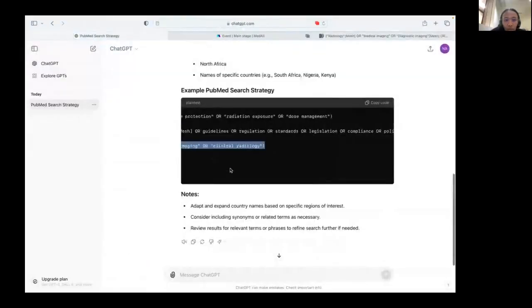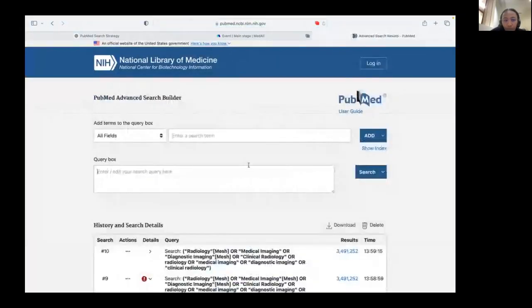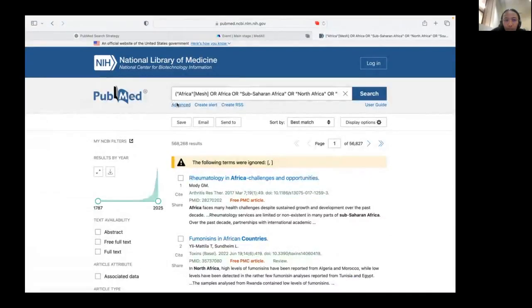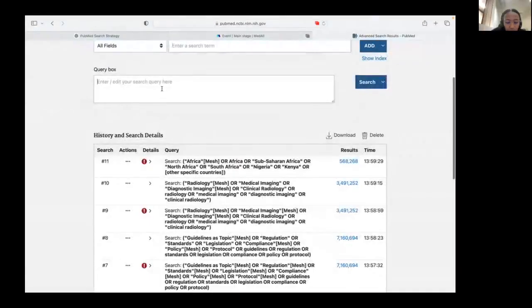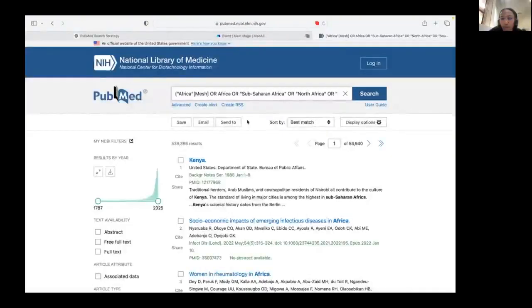And then the last one is for the different African countries. There's a bit of a mistake here. We'll just do this. What exactly is it? And here you could basically list every African country. You wouldn't really need to do that if you have Africa as a MeSH term, but we will do that.